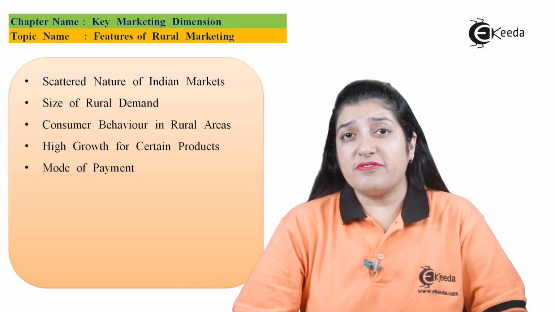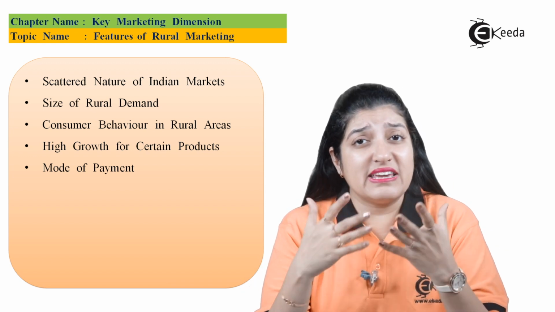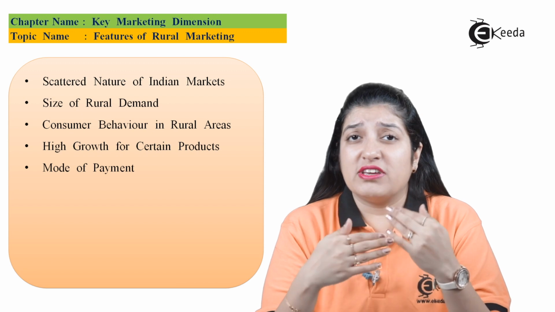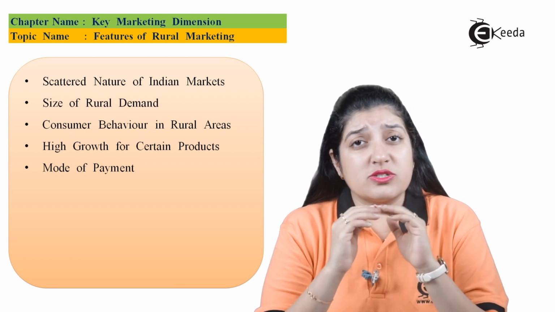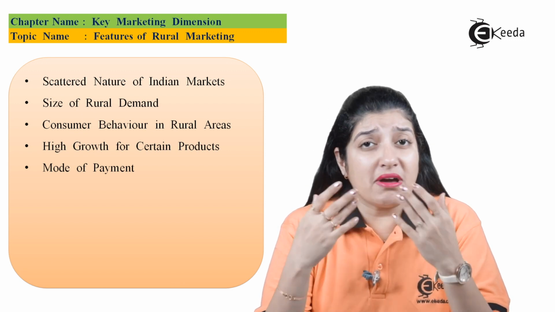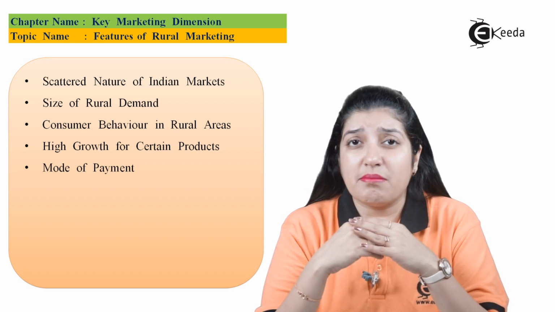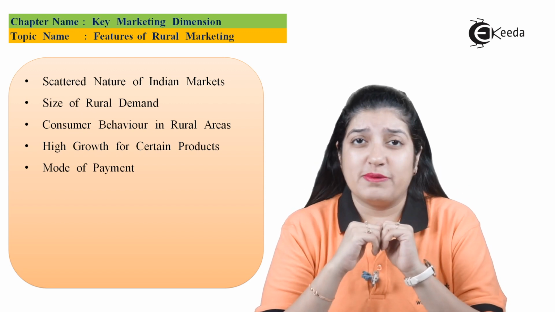Also, one more feature is these people like to buy durable products like TV, fridge, AC on an installment basis. Also, they want installment interest free. So many marketers have succeeded in the market when they are selling these products on installment basis.